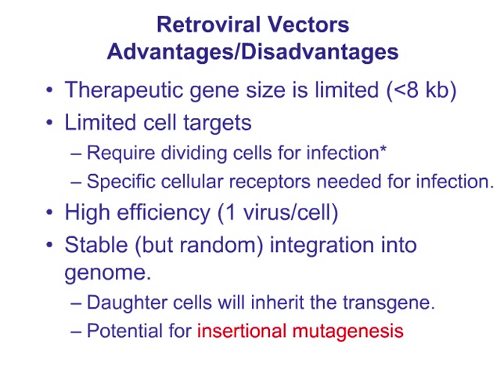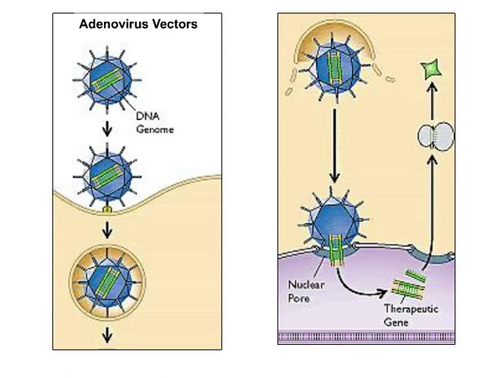However, since the insertion for most retroviruses is random, there is the potential for insertional mutagenesis, which occurs when insertion of the retroviral genome into the host cell genome disrupts a gene involved in control of cell proliferation, resulting in a hyperproliferative cell.